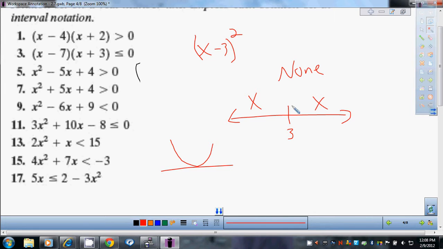You try a number before or after 3. Alrighty. So you're looking for all the numbers that could make this a true statement. That one has no answer. There's nothing you can plug into that where that would be true. That's right.